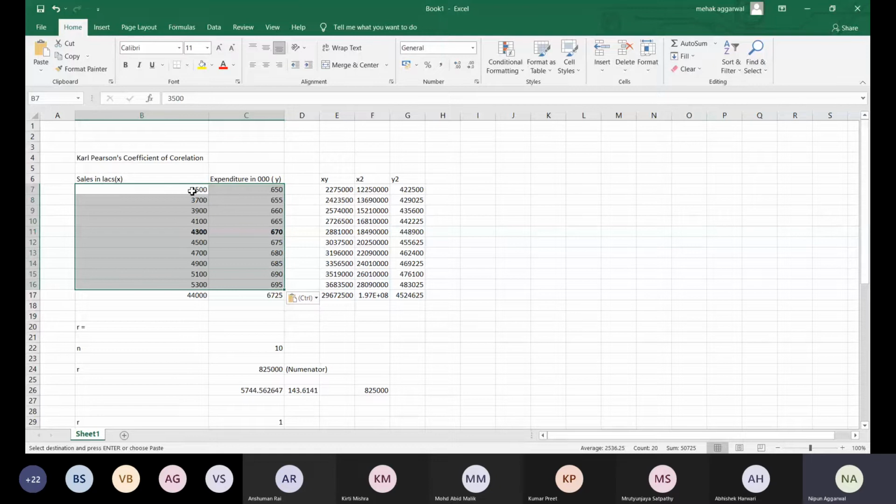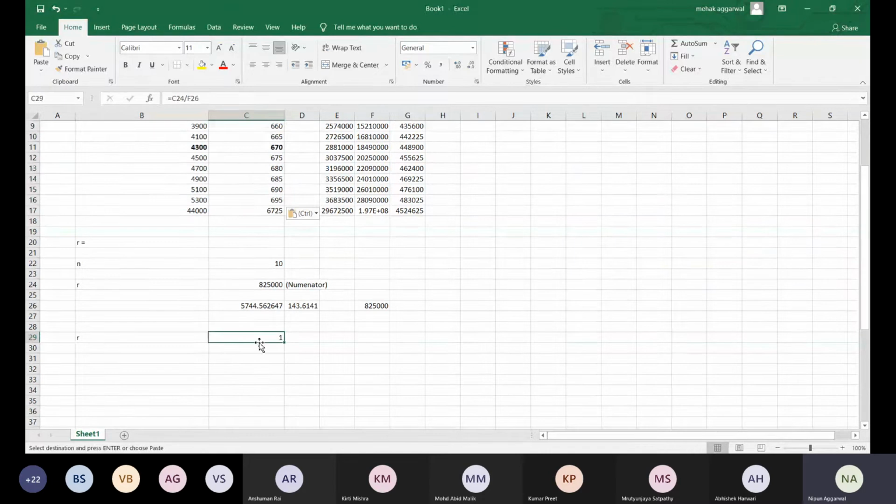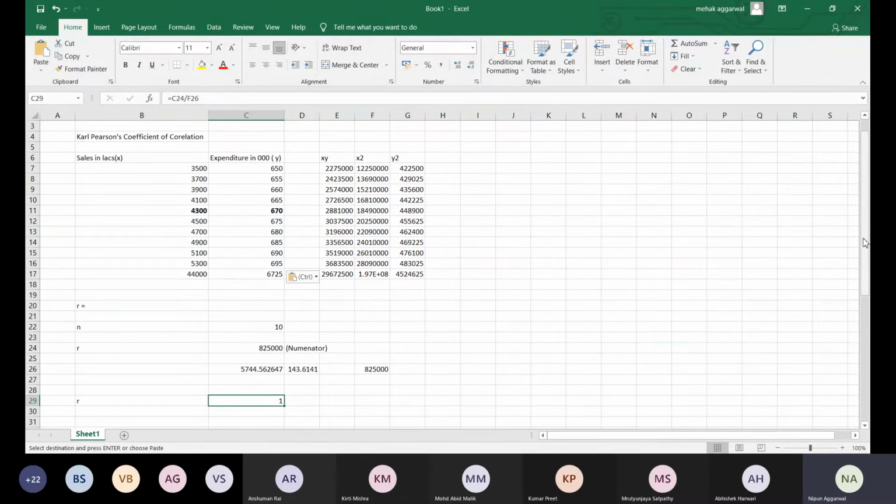So we have put that data into the original. So our coefficient of correlation becomes exactly equal to 1. So it is a perfect positive correlation, as the data itself says: all the values of sales are increasing and all the values of expenditure are also increasing. So that's why it is a perfect case of a positive correlation. So the answer comes out to be +1.